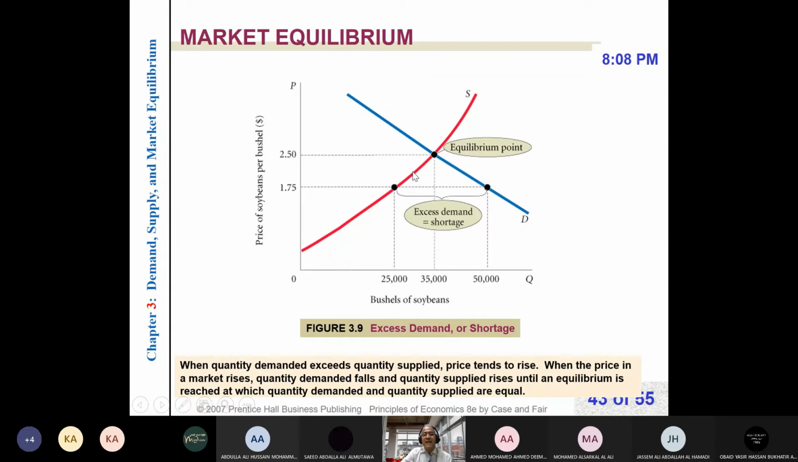So the price, let's say, increases to 2.50. As the price increased from 2 to 2.50, the quantity supplied will increase while the quantity demanded will decrease. So at 2.50, the quantity demanded will be 35 and the quantity supplied will also be 35. So we will reach equilibrium. The market will be stable and the situation will continue. There is no tendency to get out of equilibrium. Is it clear till now?